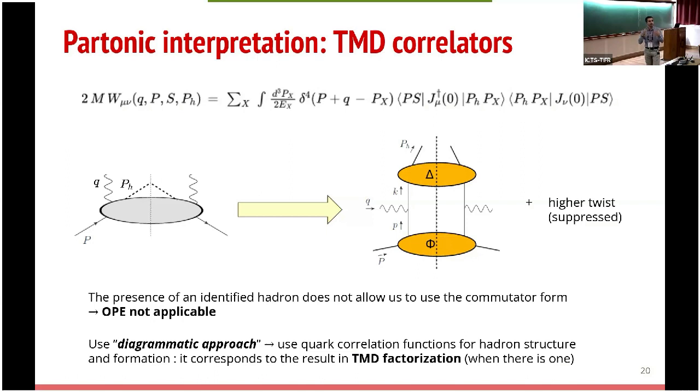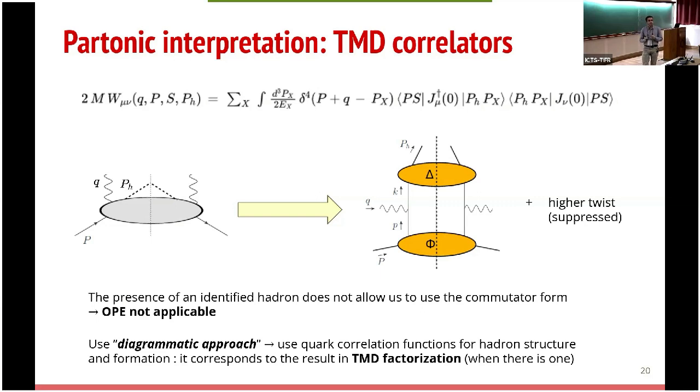So this is to tell you that the diagrammatic approach is not formally exact like TMD factorization or the operator product expansion in DIS, but it gives you reliable results. When you apply the diagrammatic approach to a process for which TMD factorization from the point of view of perturbation theory does not hold, that's a problem, okay? But you have the TMD factorization side that tells you that what you are doing is not formally exact.